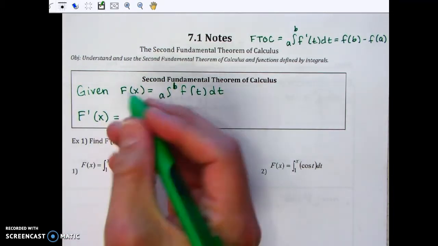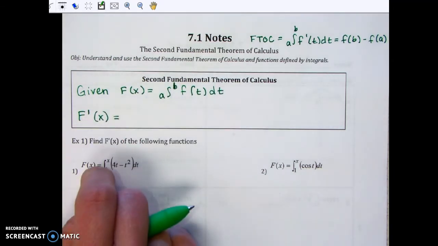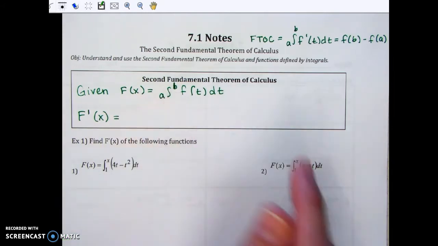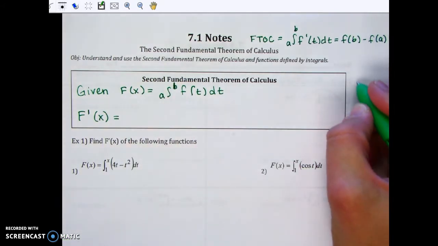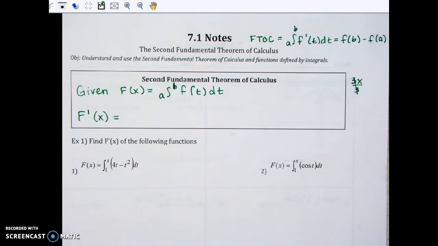Okay, what does this say? Capital F prime will equal, what? Okay, we're going to take the derivative of an integral. Well, what does that mean? Well, think about what happens when you have a multiplication and you divide. What happens when you divide a multiplication? They cancel, right?